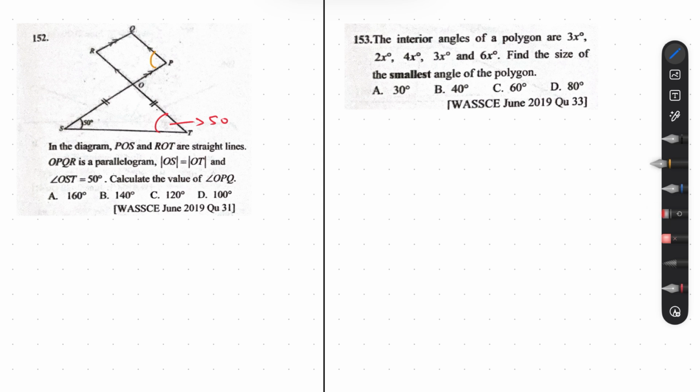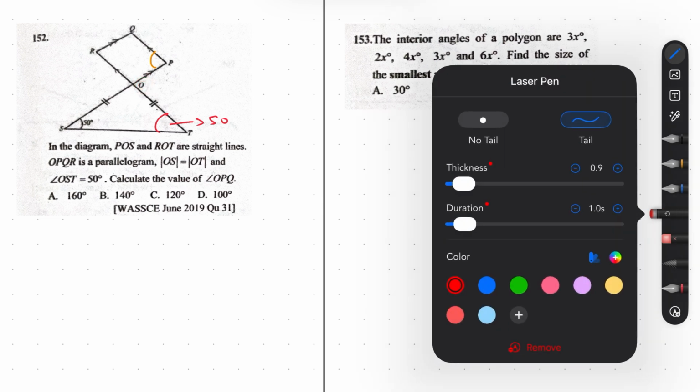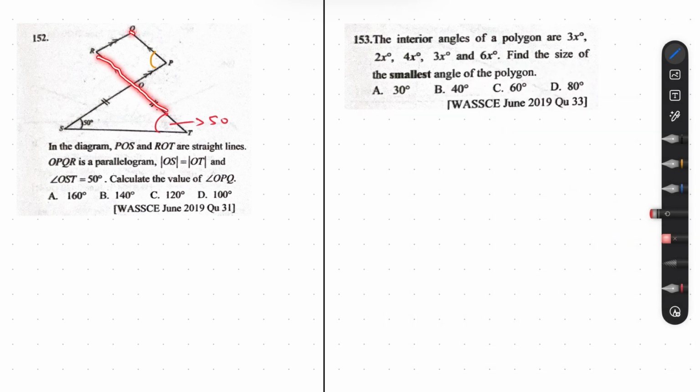Now, we can find this angle. But before we find it, let's look at something. These two lines are parallel. That means we can have alternate angles. So this yellow angle right here is the same as this angle right here. If you call this X, this will also be X. Now, how do you find this angle X?